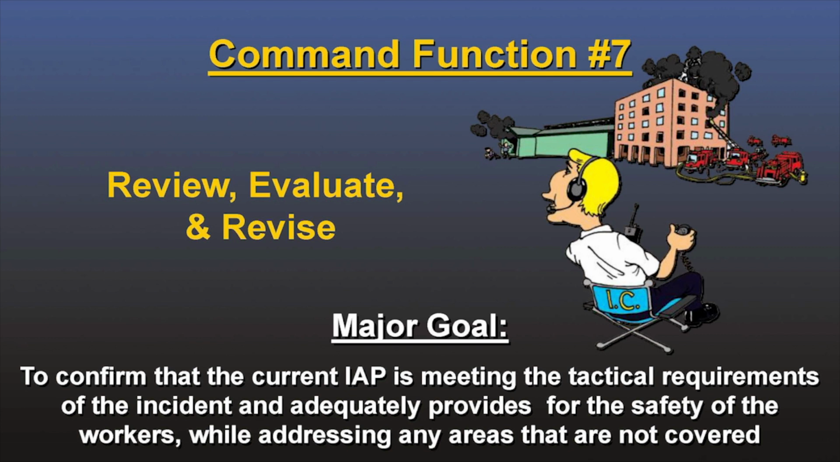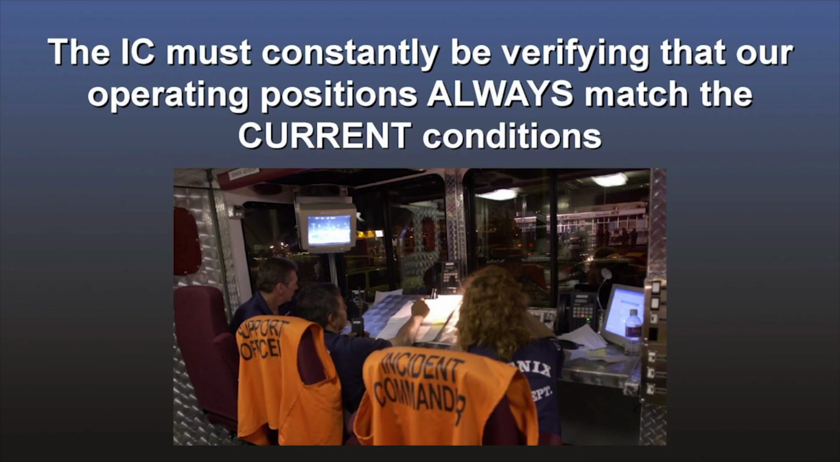The standard front end begins with incident operations under control and within a structured plan. Having the IC perform the standard command functions from the very beginning of the incident operation provides the launching pad for the revision process that is required to keep the strategy and IAP matching the conditions. The ongoing evaluation of the incident's critical factors is the basis of both setting up and keeping the IAP current. The IC must constantly be verifying that our operating positions always match the current conditions.